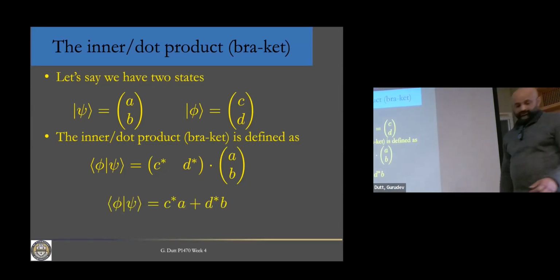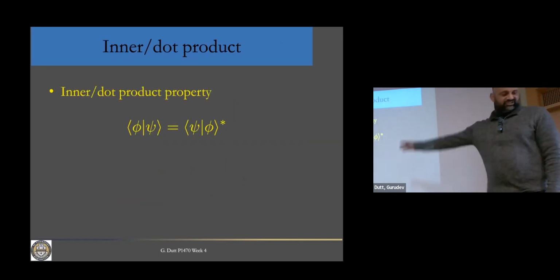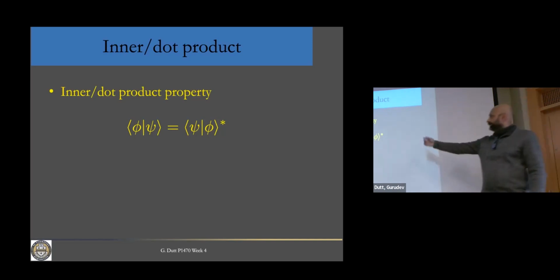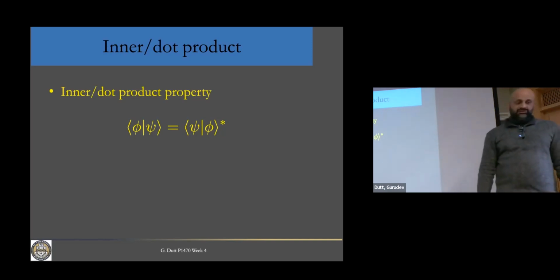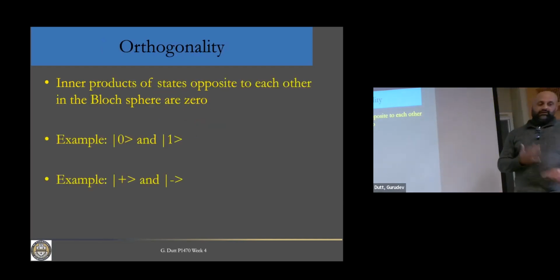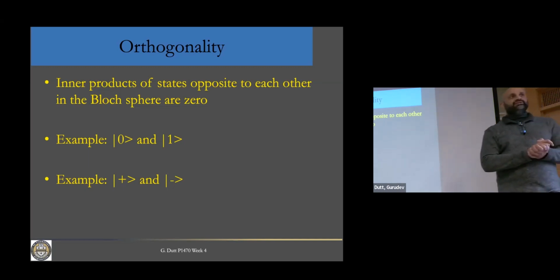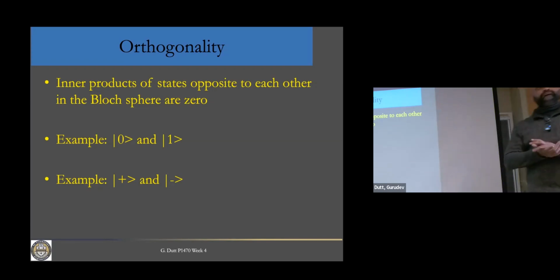That's just what I wrote earlier. Oh, so I did write it. Okay, at least I wrote that result down. And we just proved this property over here that phi psi equals psi phi star. Okay, so the next thing that we can show is that the inner products of states that are opposite to each other on the Bloch sphere are always zero. All right.